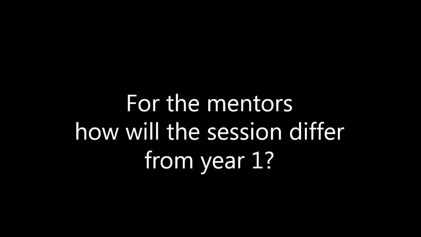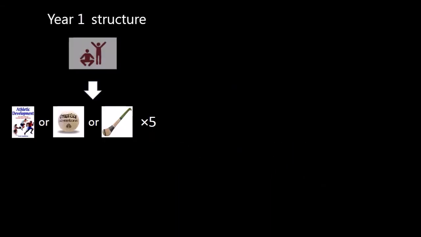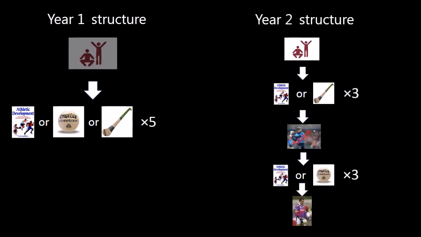For mentors, how will the session differ from Year 1? In Year 1, the structure was quite straightforward. Each station had a warm-up and then repeated the same activity 5 times. That activity could have been athletic development, it could have been a football specific activity or hurling specific activity. In Year 2, the structure is slightly more complex. Once again, mentors will have a 10-minute warm-up, but that will then be followed by 3 code specific activities, whichever code goes first, followed by a match for that code, followed by 3 code specific activities for the second code, followed by a match for that code.